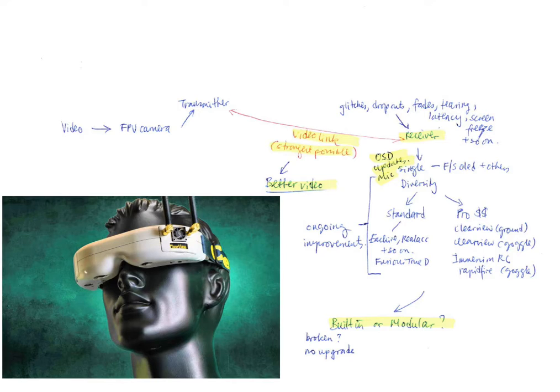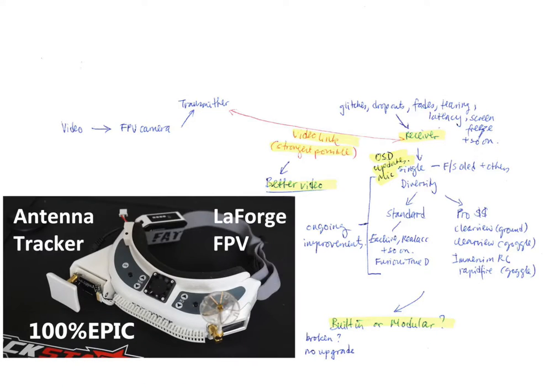In relation to whether you want a built-in or modular type of receiver, it really depends on what you want to do with it. If you just want to fly around, and it will last you a few years, and you don't need any specialist type of video link, then a built-in receiver is maybe more than sufficient. But if you want to future-proof your goggles, it's best that you buy a modular type so that you can swap in a better receiver in the future or if your flying needs change.